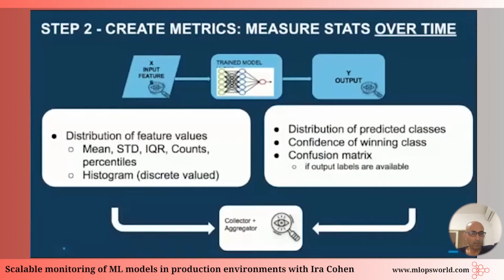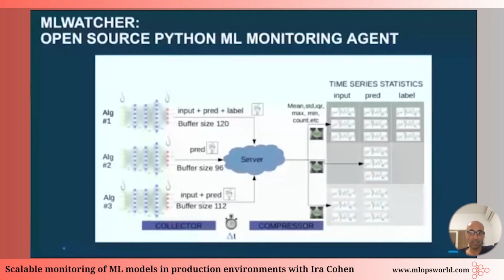So we actually designed an open source tool that can do exactly this. Basically, it provides you with hooks both at the input and the output, and it can track a lot of different instances, a lot of different algorithms that are running in production. It's a client-server architecture, and it starts collecting the inputs and the outputs for every one of the models, and you can determine the buffer size, so how many samples you need to see before you aggregate it into a number or a distribution.